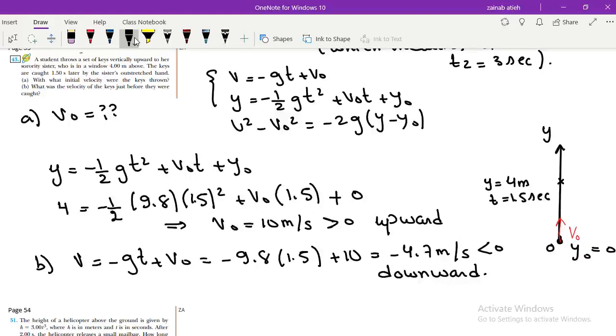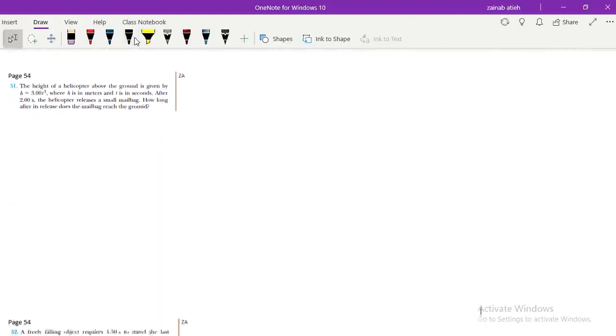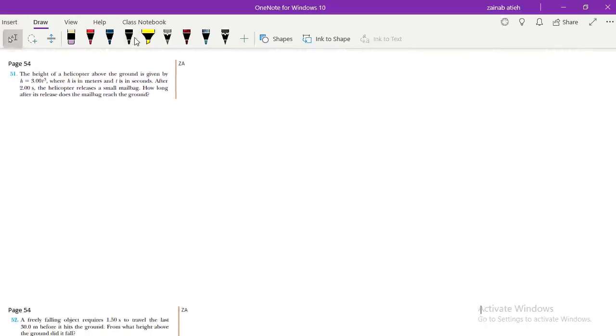Now let's move to problem 51, page 54. Problem 51 says the height of a helicopter above the ground is given by h equals 3t cubed. I can call it y, because it is the height in the end, where h is in meters and t is in seconds. After 2 seconds, the helicopter releases a small mail bag. He's asking for time: how long after its release does the mailbag reach the ground?